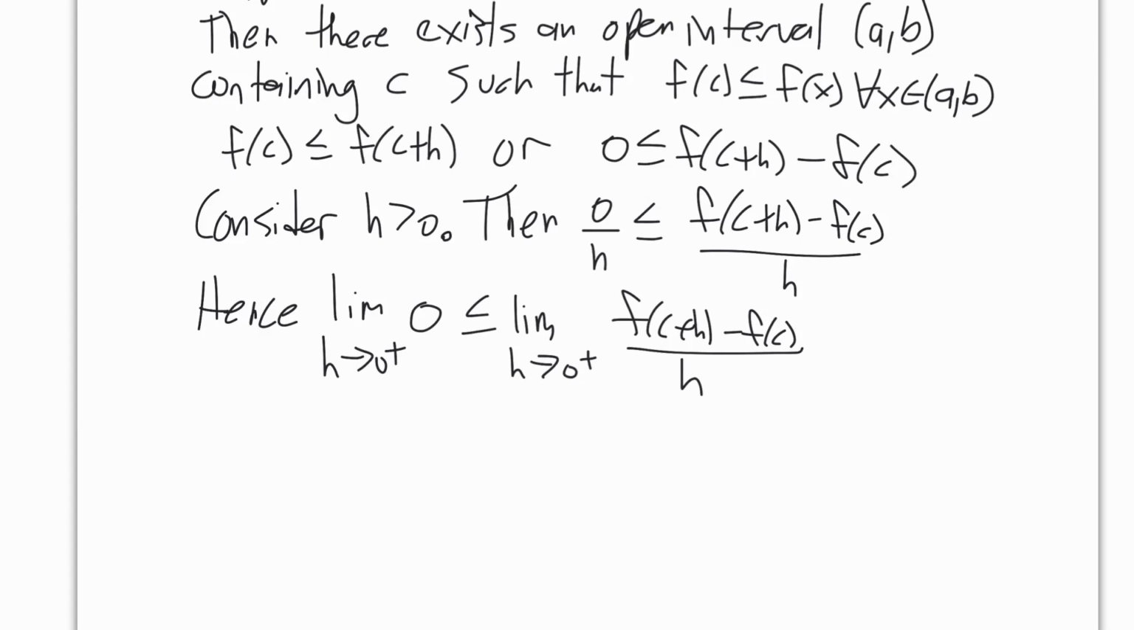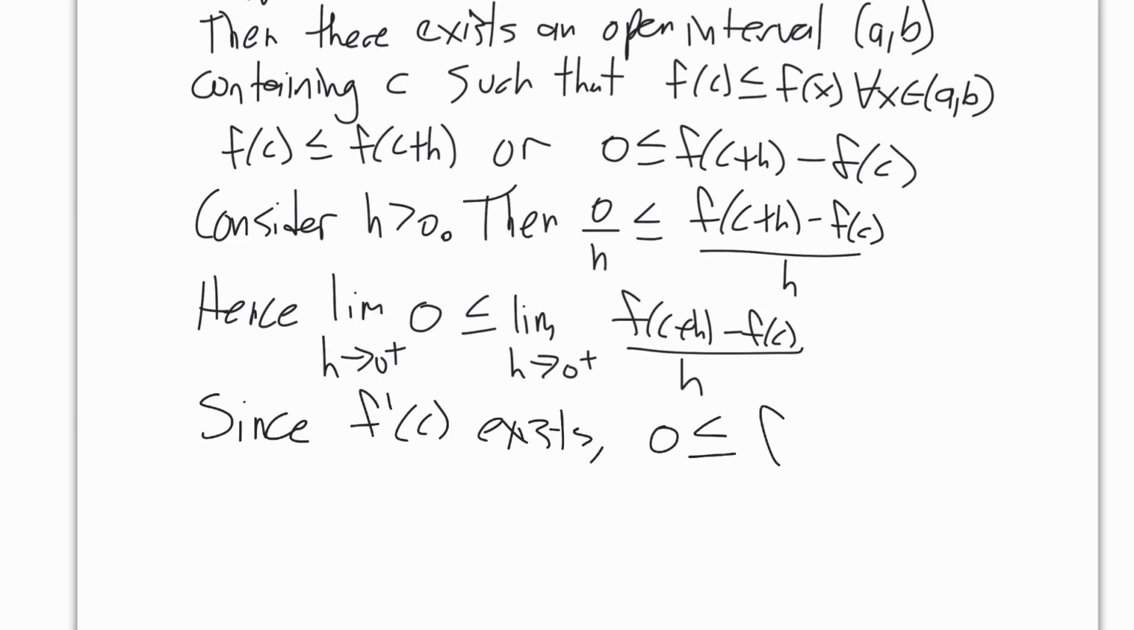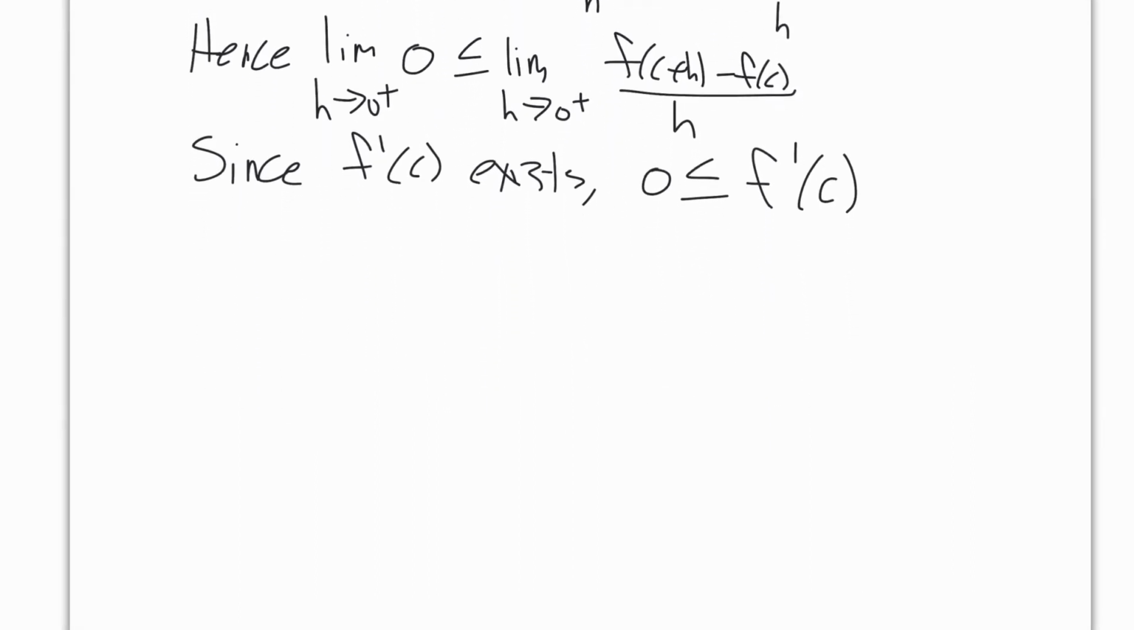So we could say, since f prime of c exists, 0 is less than or equal to f prime of c. Again, this is the derivative, but instead of x plus h minus f of x, it's c plus h, so it's f prime of c. Now, let's go ahead and consider the other case.